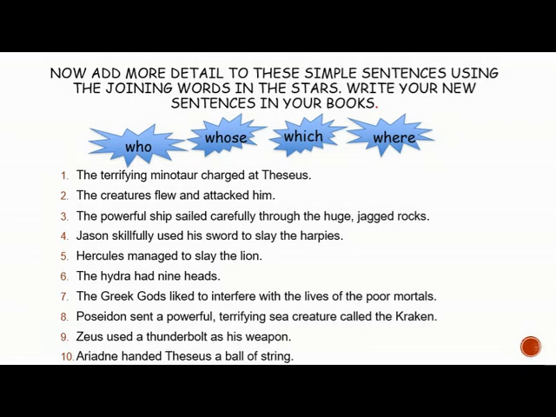The powerful ship sailed carefully through the huge jagged rocks. Jason skillfully used his sword to slay the harpies. Hercules managed to slay the lion. The Hydra had nine heads. The Greek gods liked to interfere with the lives of the poor mortals. Poseidon sent a powerful, terrifying sea creature called the Kraken. Zeus used a thunderbolt as his weapon. Ariadne handed Theseus a ball of string.